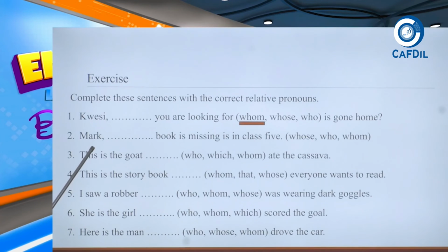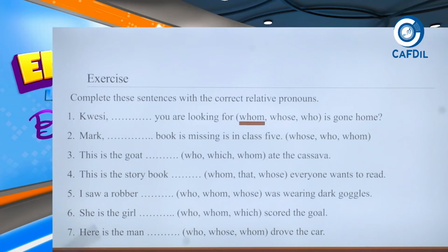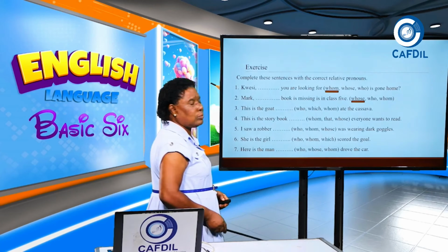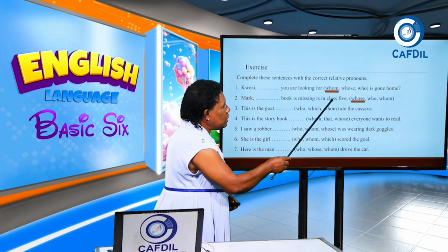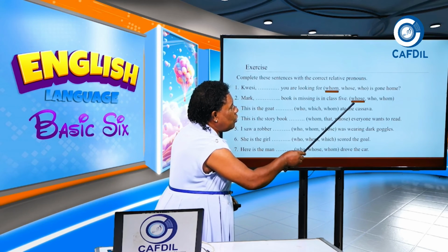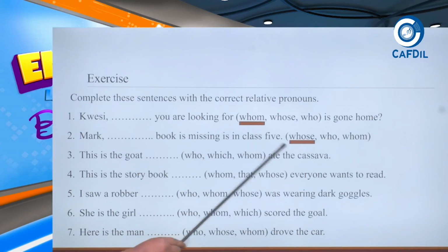2. Mark dash is missing, is in class 5. Again, we have in the bracket whose, who, whom. Which of these relative pronouns do you think will be the correct one? Whose. Correct. Mark, whose book is missing, is in class 5. So among the three relative pronouns, whose was the correct one to use.